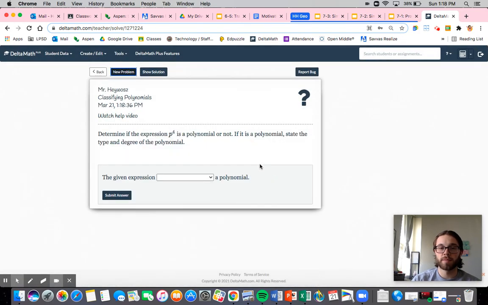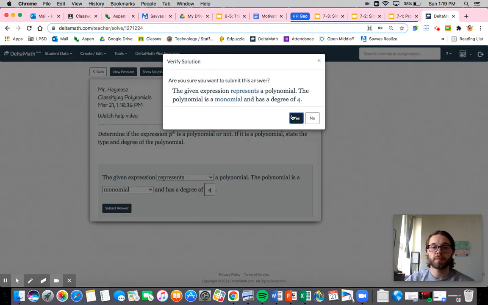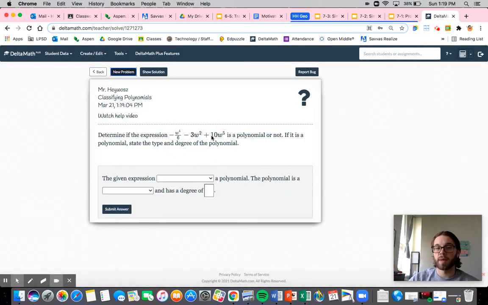All right, let's do another one. Determine if p to the 4 is a polynomial or not. Well, it is. It's not a very interesting one, but it is one. It is a monomial. There's only one term. There's no addition or subtraction or anything happening in there. Just p to the 4th, and it is degree 4. All right, let's do one more for good measure. Make sure we're on the same page.